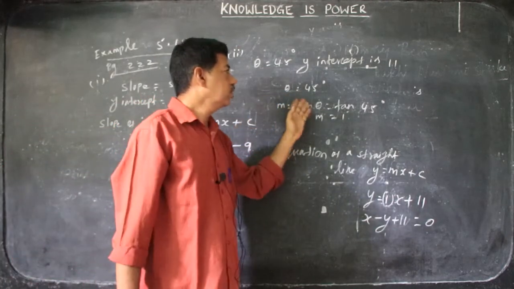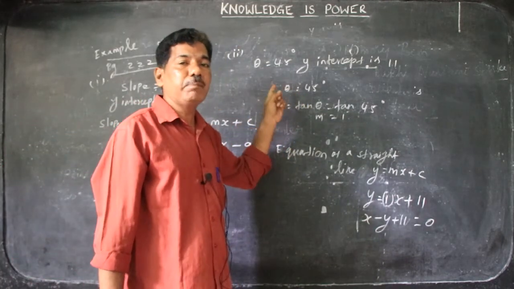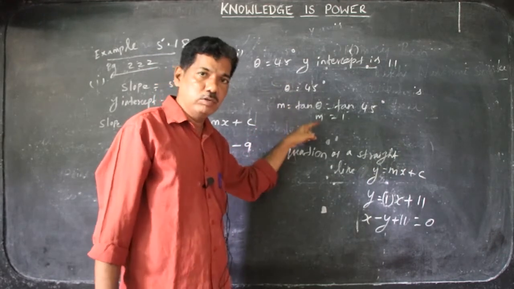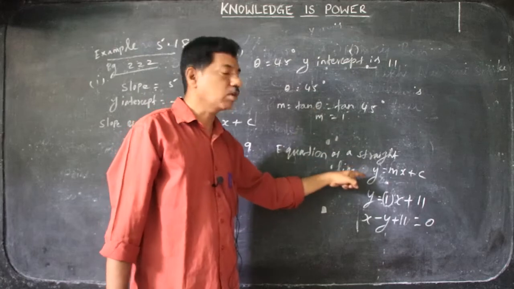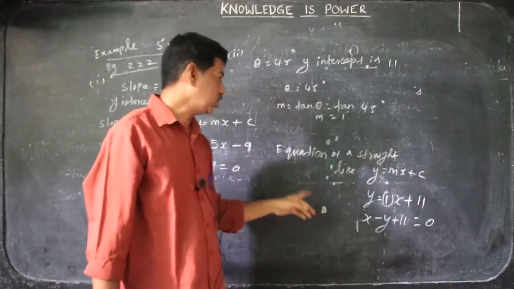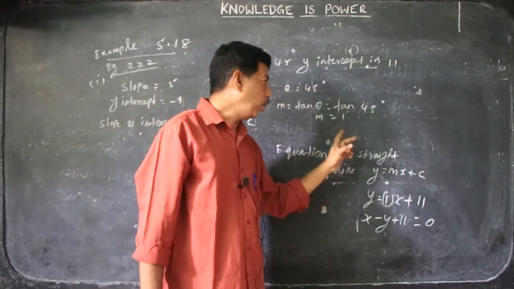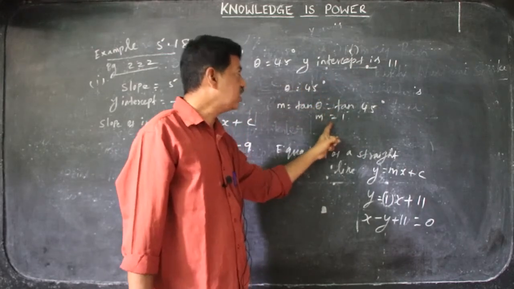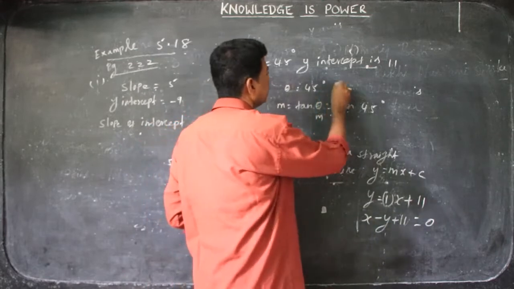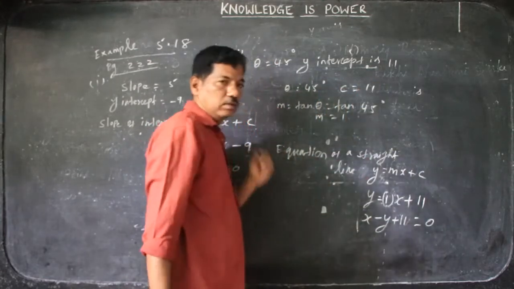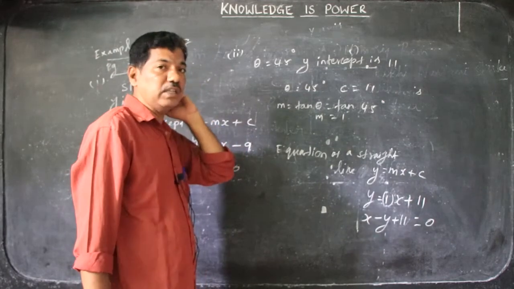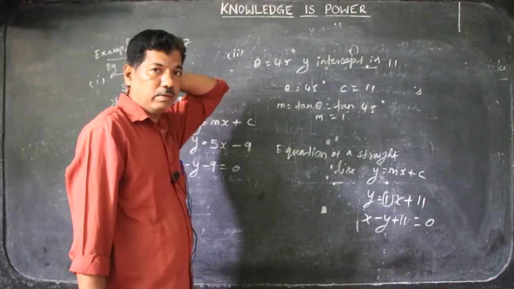Here slope is not given. In place of slope, angle of inclination is given. You have to find out the slope, then substitute in the same equation. So, equation of a straight line when intercept and m are given. y intercept means c. Here c equals 11. Let us practice, then it will be easy for you. What is the meaning of c? c means y intercept. It's clear?